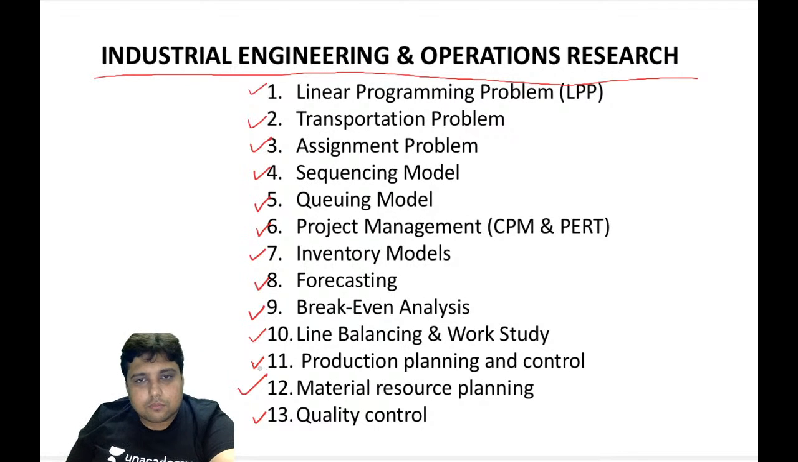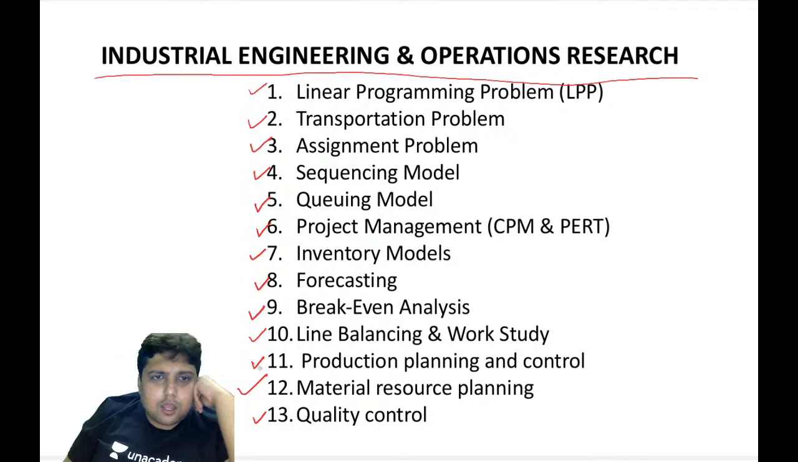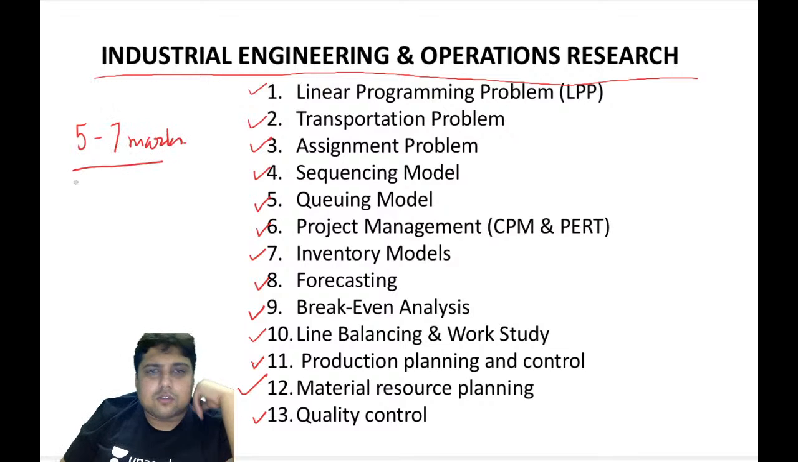Okay. Now let me tell you something. For the GATE examination, this subject has a weightage of 5 to 7 marks. Why am I saying this? Because if you check out the previous year papers, you will see that in certain examinations 5 marks came from the subject, and in certain examinations even 9 marks came from the subject, but I am not taking that as an average. I am considering 7 marks.